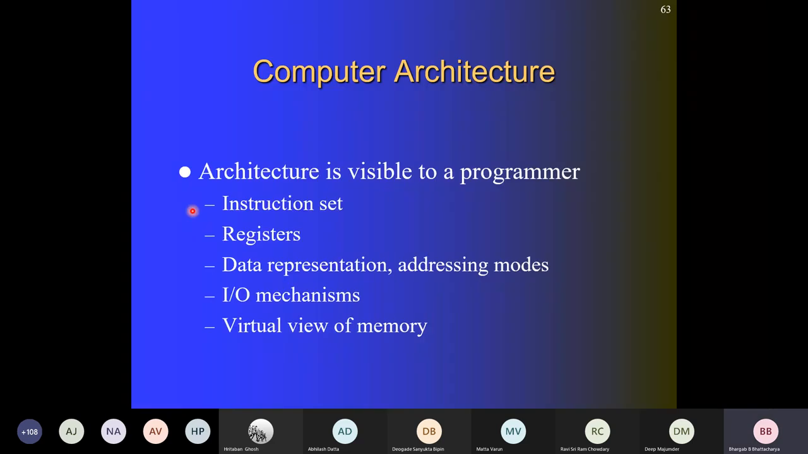In summary, computer architecture is visible to programmers only. As a high-level language programmer or assembly language programmer, you are concerned with what instruction sets are available in the machine, how many registers are available, what the data representation or addressing mode is, what the I/O mechanism is, what sort of memory architecture we have, and so on. These are the parameters of importance to a computer architect or a programmer. So architecture is visible to software engineers.